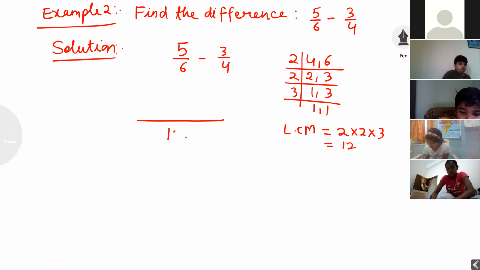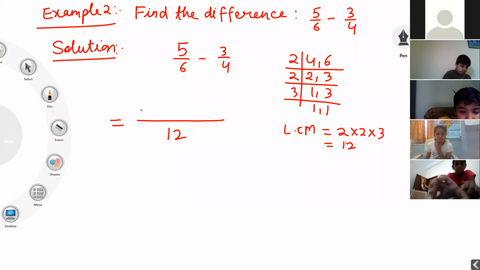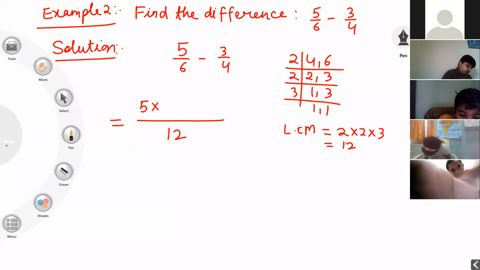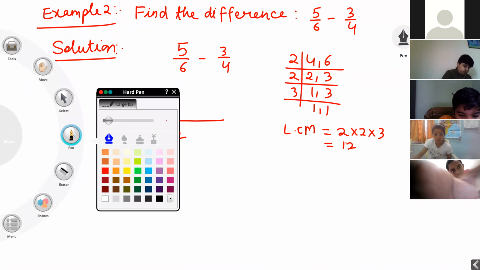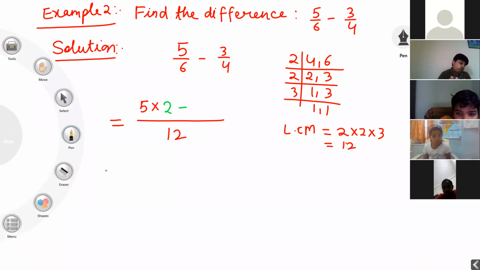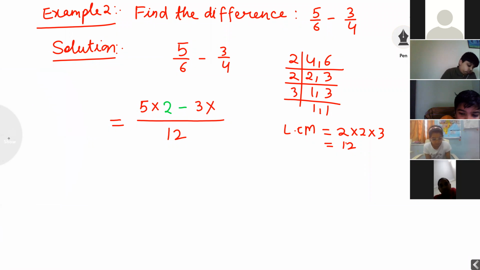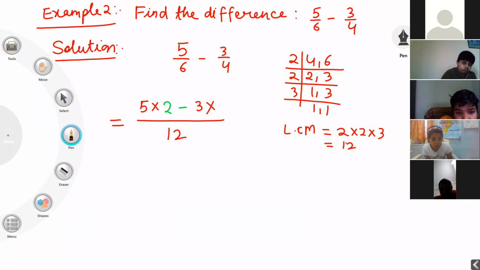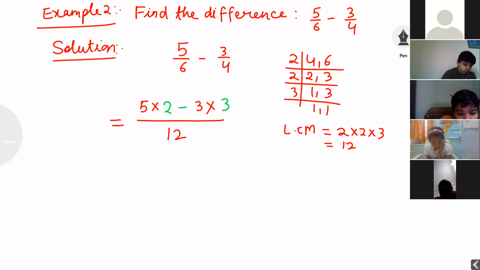LCM has come 12. Now, what is the first numerator? The first numerator is 5 into 12 divided by 6, LCM divided by denominator. 12 divided by 6 is equal to 2, minus the second numerator, 3 into 12 divided by 4, which is 3. Now 5 twos are 10 minus 9, divided by 12, is equal to 1 by 12.